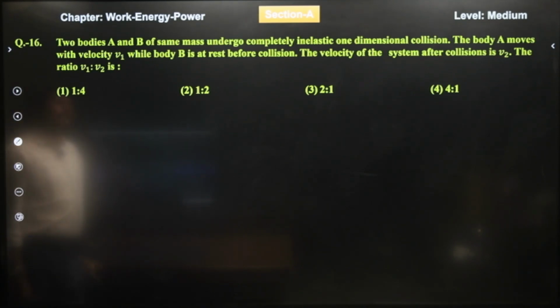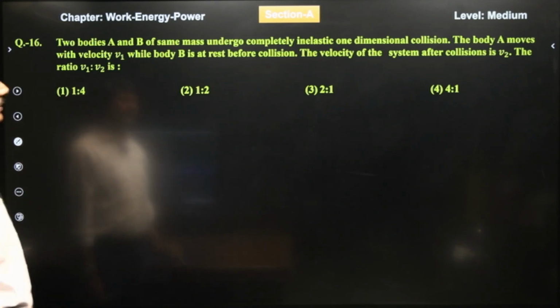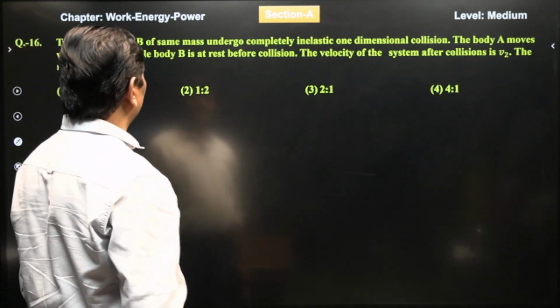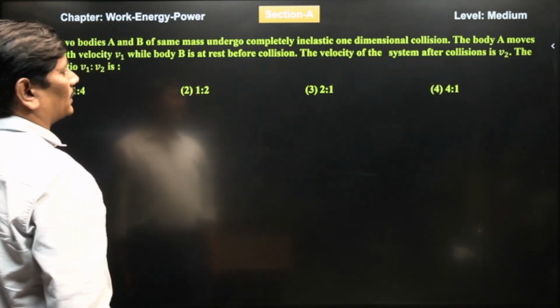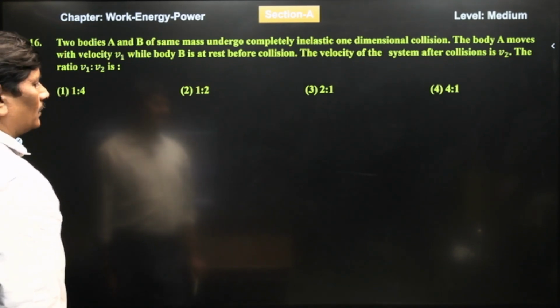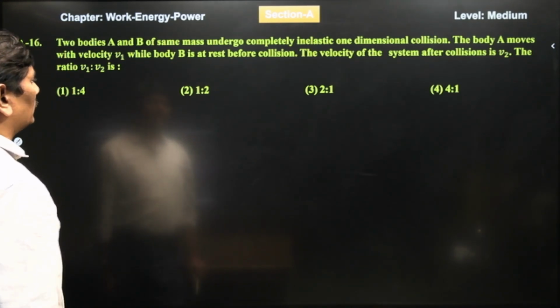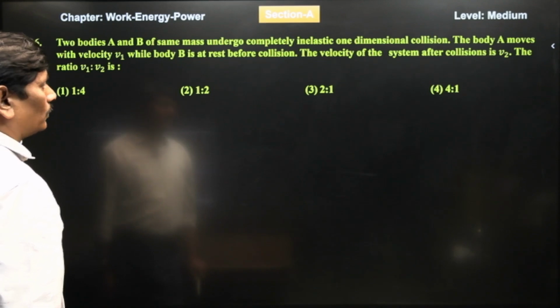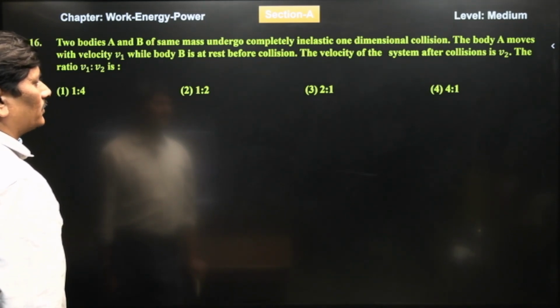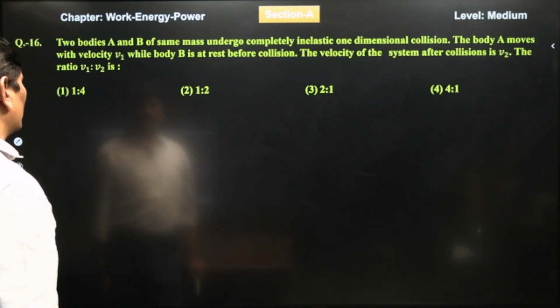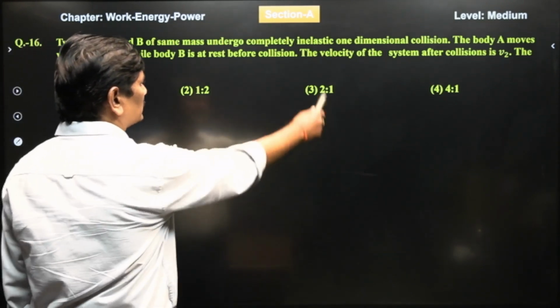Next one, it is related to work, energy, power, particularly collisions. Two bodies A and B of same mass undergo a completely inelastic, one-dimensional collision. The body A moves with velocity v1 while the body B is at rest before collision. The velocity of the system after collision is v2. The ratio v1 is to v2.